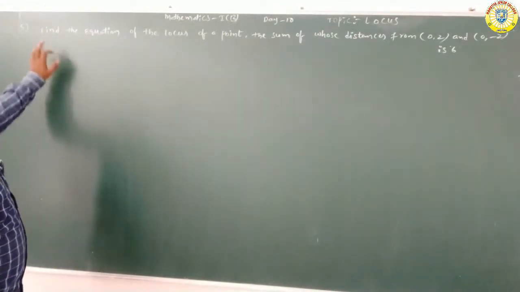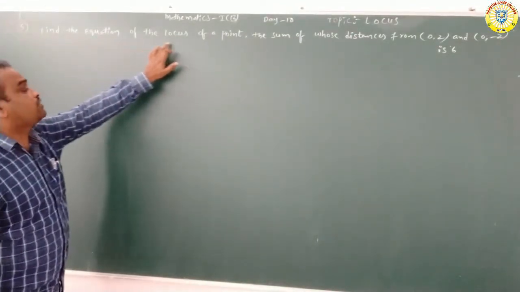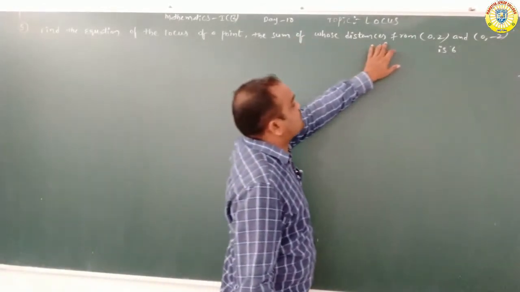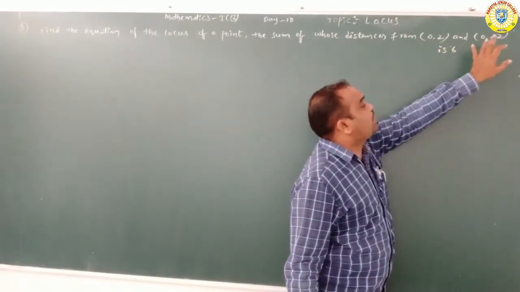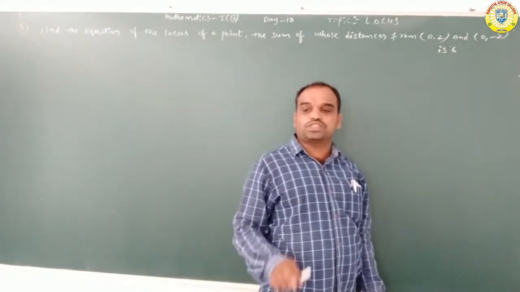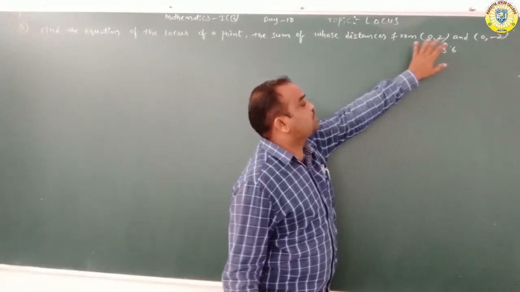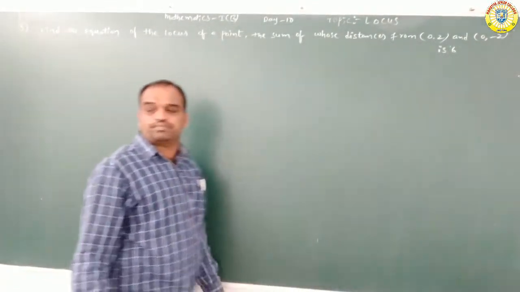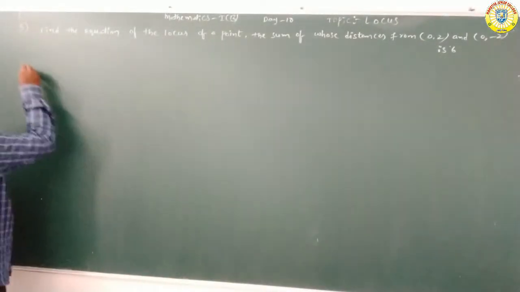See the 5th question. Find the equation of the locus of a point the sum of whose distances from (0, 2) and (0, -2) is 6. The sum of whose distances from which 2 points? (0, 2) and (0, -2) is 6. Okay? So see the solution.